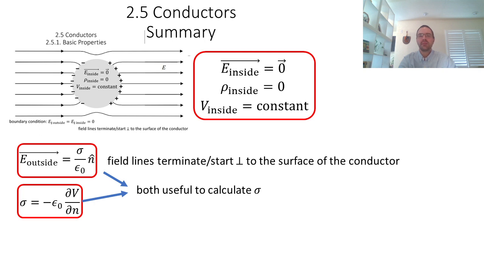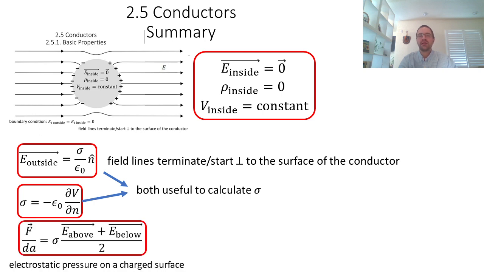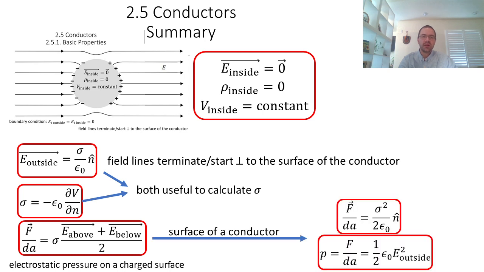And finally, because we have surface charges and field, we saw that there is a force on a charged surface that can be calculated as sigma times E above plus E below over 2. And we saw how this can be simplified in the case of a conductor in terms of only sigma, if you know sigma, or in terms of the electric field outside, if you know the electric field outside.